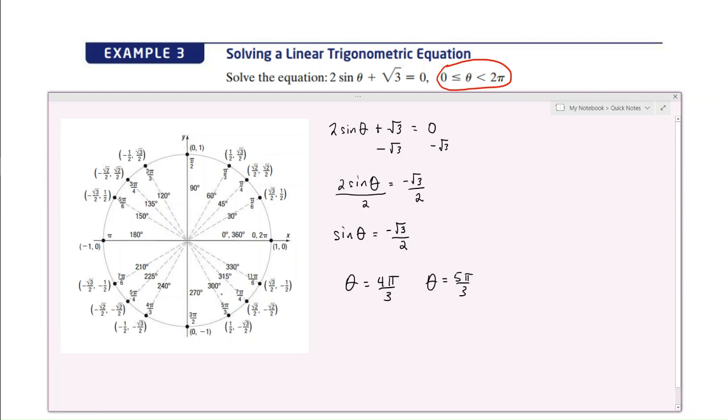Okay, and the only other solutions I would have to find would cycle some multiple of 2 pi, and that's going to take us beyond the scope of our solution set.